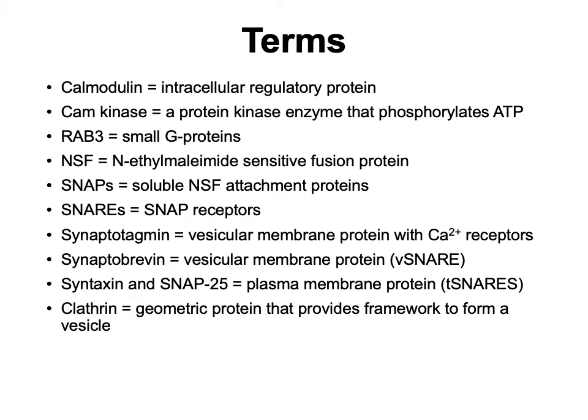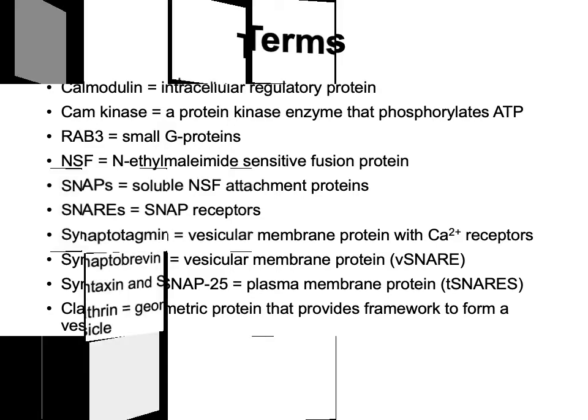Synaptotagmin, which is a vesicular membrane protein that has calcium receptors on it. And then you have synaptobrevin, which is a vesicle membrane protein. It's a V SNARE. And then you have syntaxin and SNAP25, which are plasma membrane proteins. These are the T SNAREs. And then lastly, we have clathrin. Clathrin is a geometric protein that provides the framework for a vesicle to reform by endocytosis.